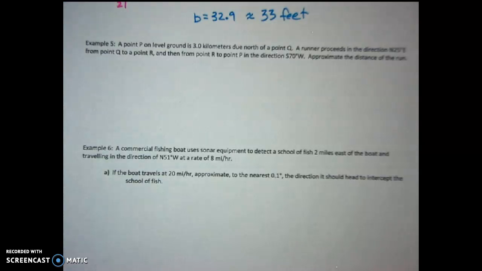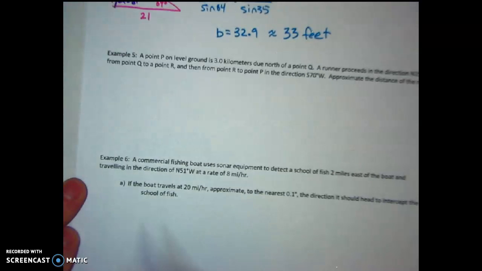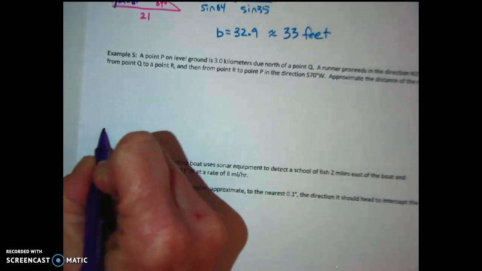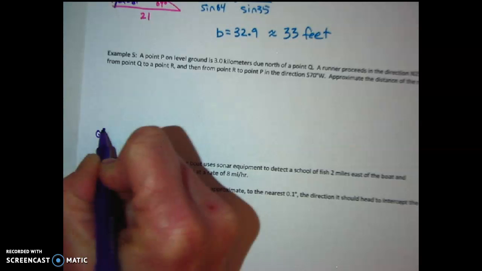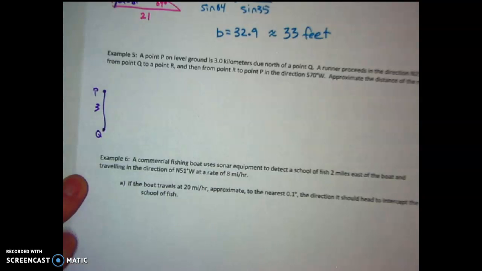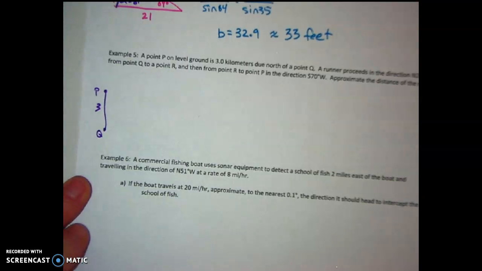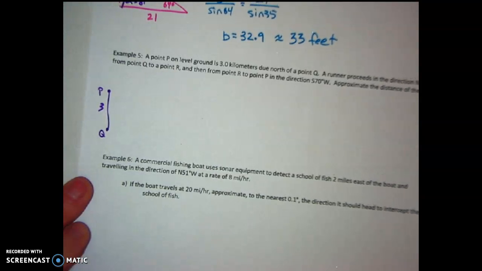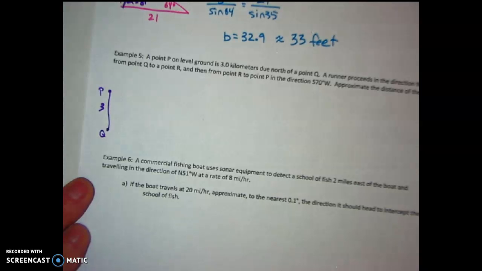And now let's finish up these 8-1 law of sines notes. So example 5, a point P on level ground is 3 kilometers due north of point Q. So if here's my point Q, then 3 miles due north, here's point P. A runner proceeds in the direction of north 25 degrees east from point Q to point R.